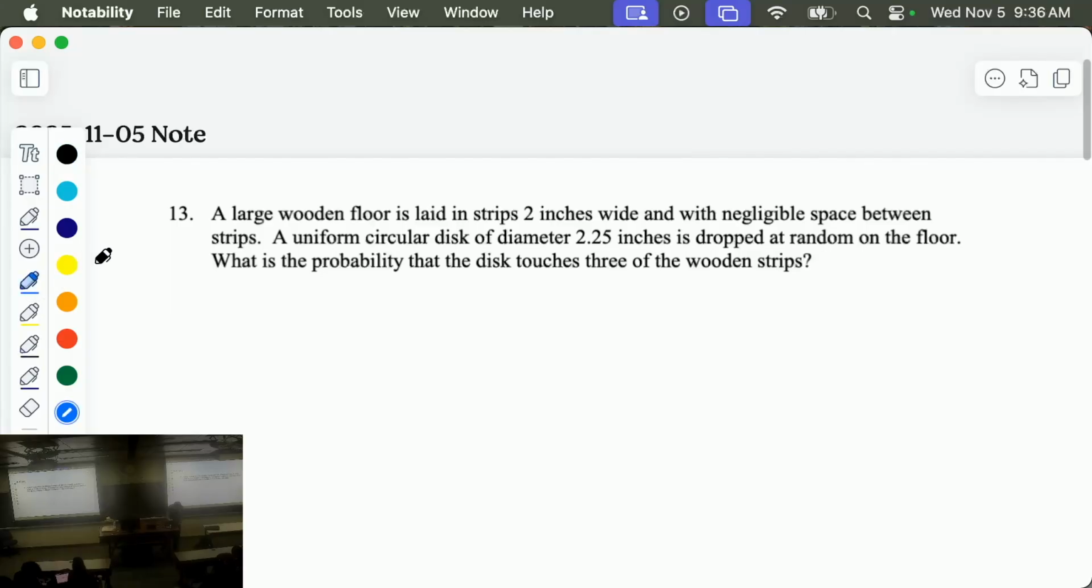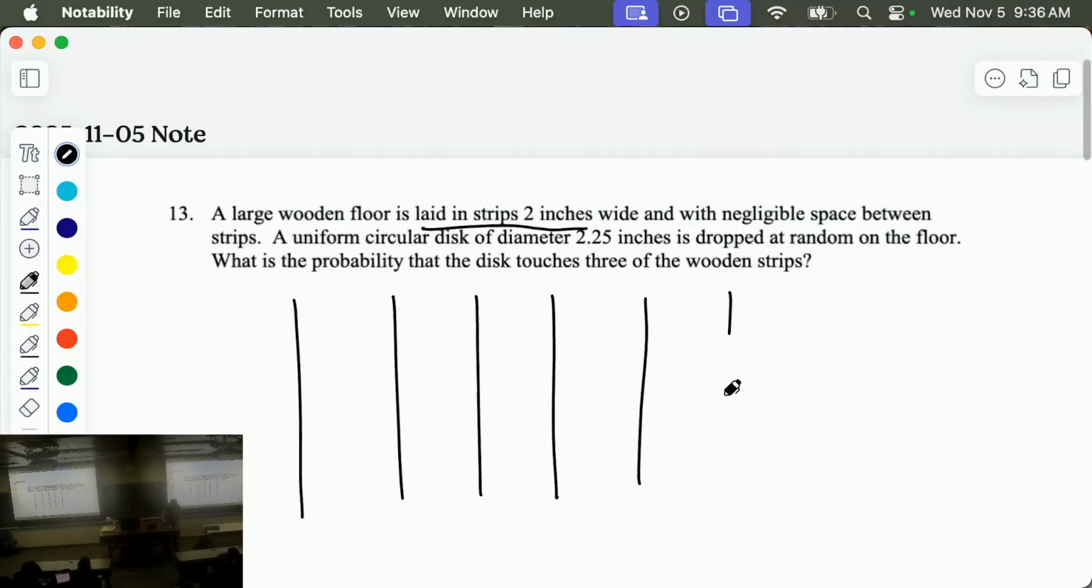Let's do it. Strips 2 inches wide. What does that look like? I think they would look like this. They're 2 inches wide. That's what the question is saying. And between each of them, with negligible space between strips, means each of these lines is sort of infinitely thin. It's like a math line.